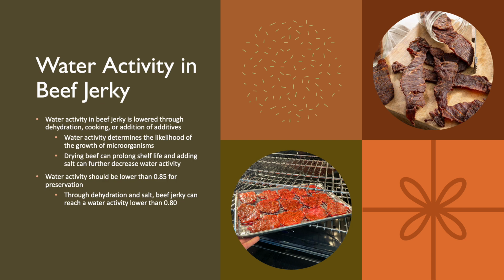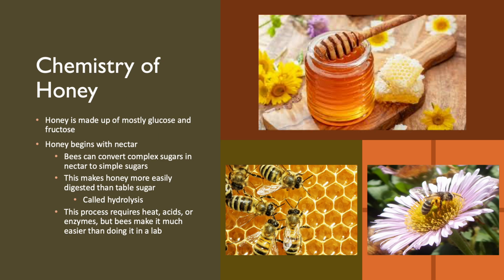Drying beef can prolong shelf life, and adding salt can further decrease water activity. So this makes it less likely to grow microorganisms than raw beef. Water activity should be lower than 0.85 for preservation. So through dehydration and salt, beef jerky can reach a water activity lower than 0.8, making it suitable to be preserved.